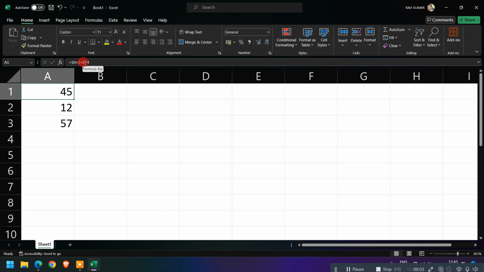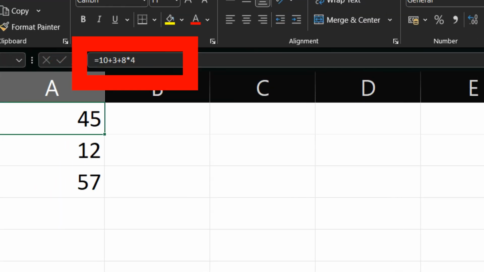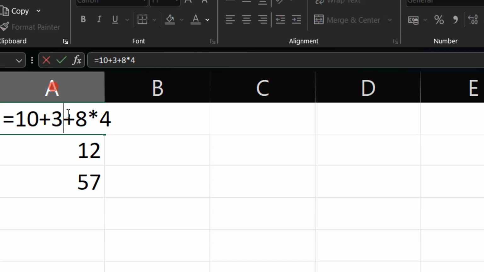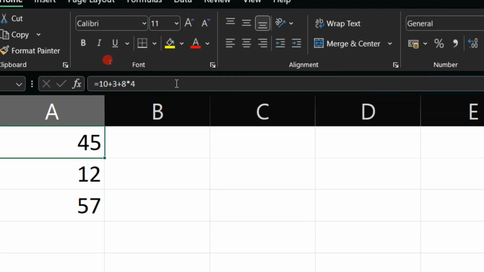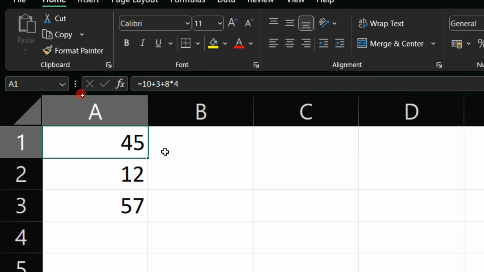Where is the formula bar? You can see, it is the formula bar. So if you want to put a formula, you can put the formula in a cell, or you can put the formula in the formula bar. Okay, got it.